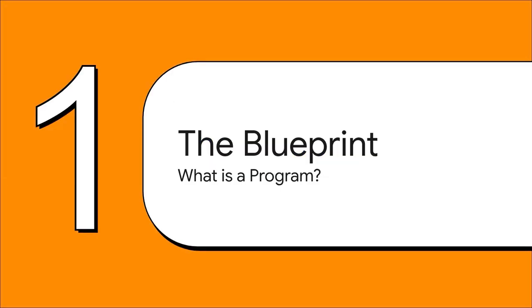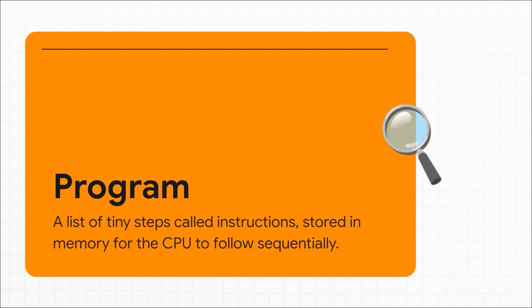Okay, so first things first, what are we actually feeding the CPU? What is a program really at its most basic, fundamental level? Honestly, you can just think of it like a recipe. That's it. A program is just a list of very, very simple steps. We call them instructions, and they're all just laid out in the computer's memory, waiting. The CPU's only job is to follow that recipe, one line at a time, no questions asked.